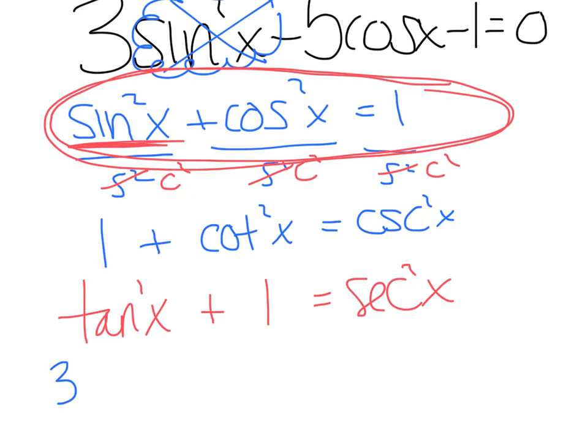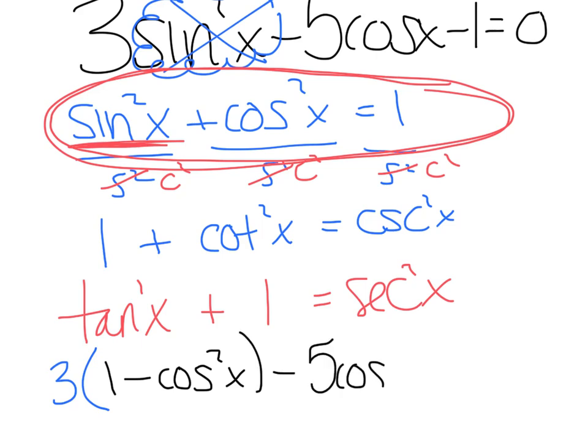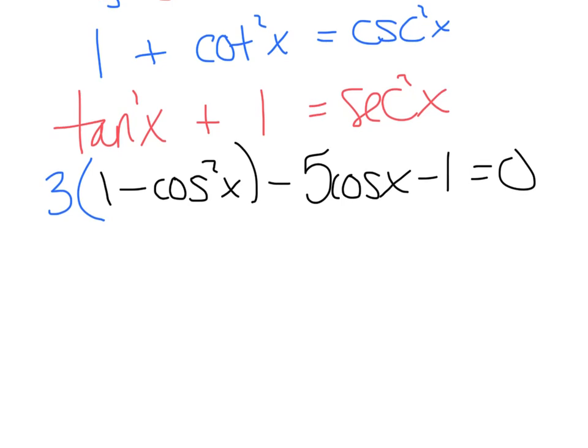So I'm saying 3 in parentheses, sine squared is 1 minus cosine squared, minus 5 cos x minus 1 equals 0. Okay? There's one move there. Either you're going to do it right on the exam and get some points, or we're going to miss it and we're going to be in trouble there. Watch those squared terms. They come from the Pythagorean identities.